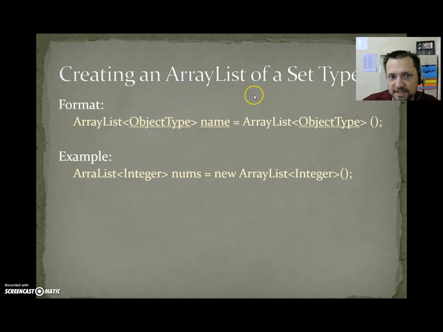Creating an array list of a set type. ArrayList, angle bracket, whatever object type you want, angle bracket, name equals new ArrayList, angle bracket, object type, angle bracket, parentheses. An example of that would be ArrayList, angle bracket, Integer, nums equals new ArrayList, angle bracket, Integer. So I have an array list that can only hold things of type Integer. I can't put strings in it. I can't put rectangles in it. I can only put integers into it.